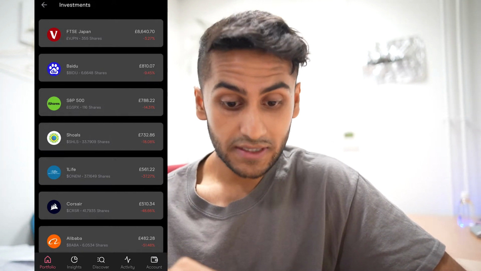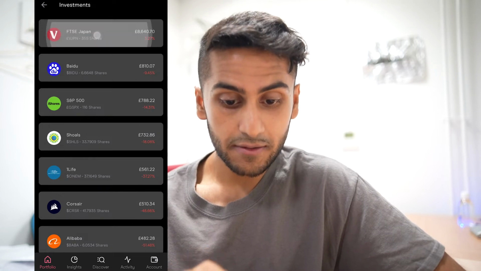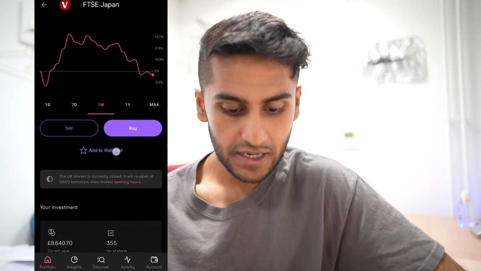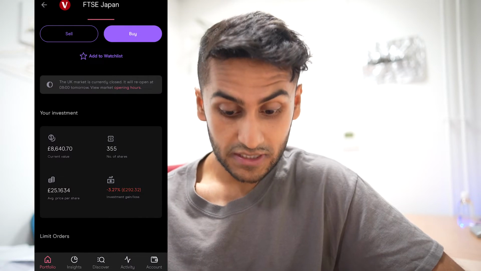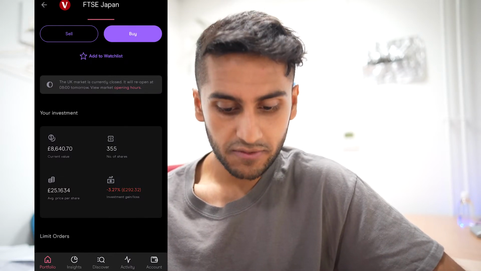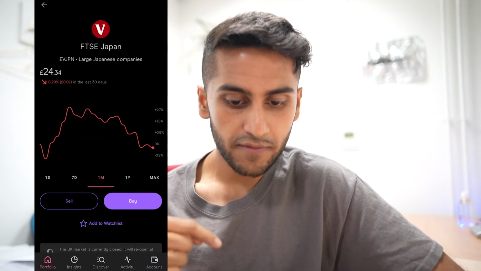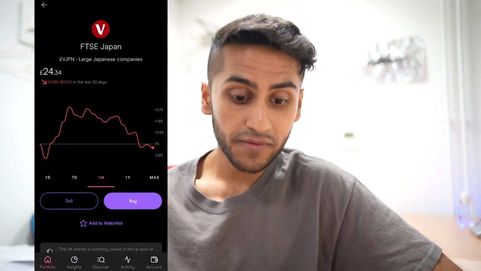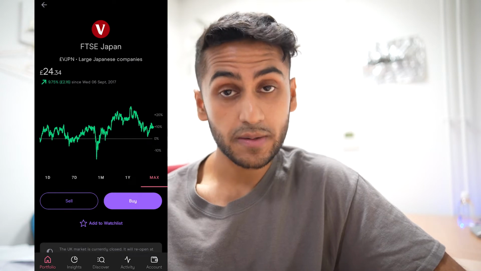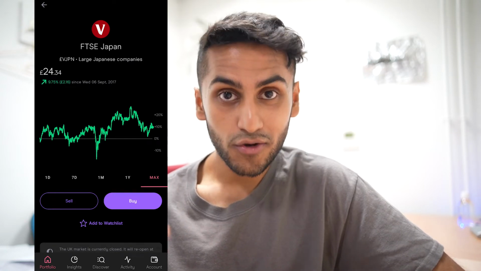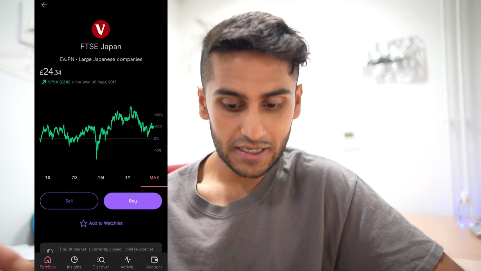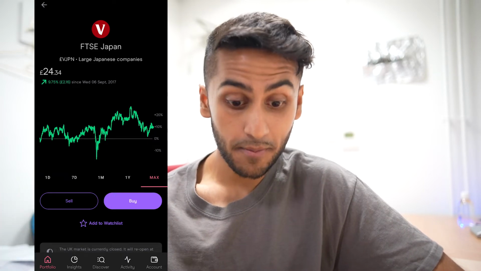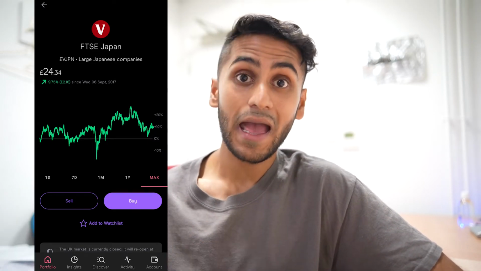So that's why diversification is very important. So my biggest holding in my entire general investment account is this, the FTSE Japan, which I have 355 shares of, which is a lot, and it's only down by minus 3%, which is not too bad. So I do have hopes of this coming back to normal sometime soon, and I will sell it when I'm in profit. And I do like the FTSE Japan because Japan has a good economy. Even though they are known to have a very stagnant economy, I do somewhat believe that it will come back to what I bought it for and a bit more.